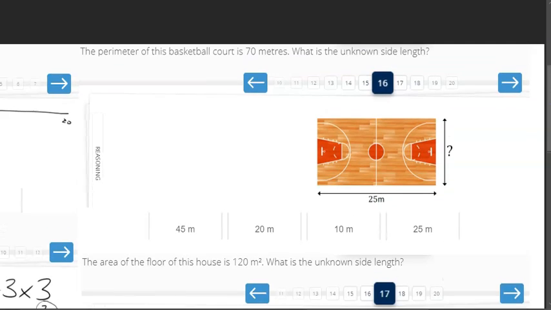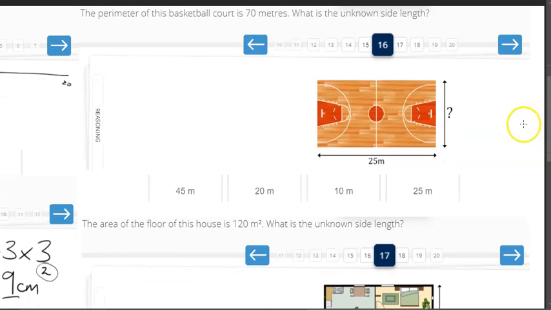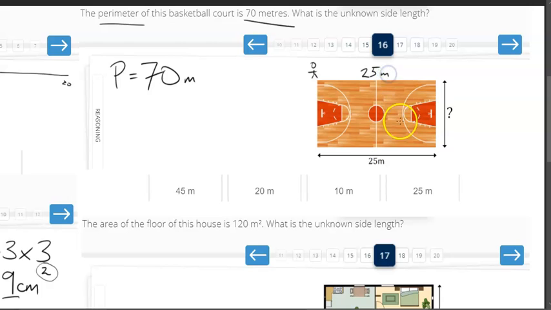Now, a lot of the questions are just within that format until you get a question that looks like this. The perimeter of this basketball court is 70 meters. What are the unknown side lengths? So now it gives you the perimeter amount as 70 meters. So our perimeter, we'll just call P, is 70 meters. So I know that if I was standing here and I were to walk all the way around, I would cover 70 meters of this perimeter. And what we do know is that one of the sides is 25 meters. So that means this side here is also 25 meters. But we don't know what this side is here. And as a consequence of that, we don't know what this side is here.